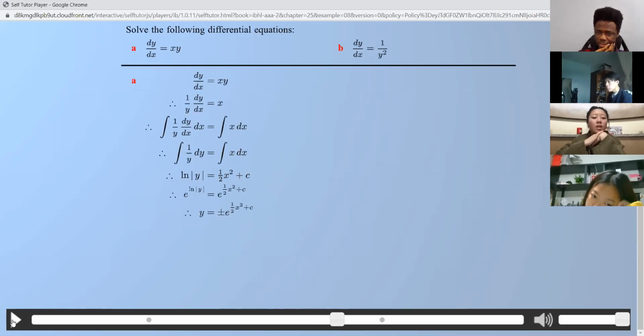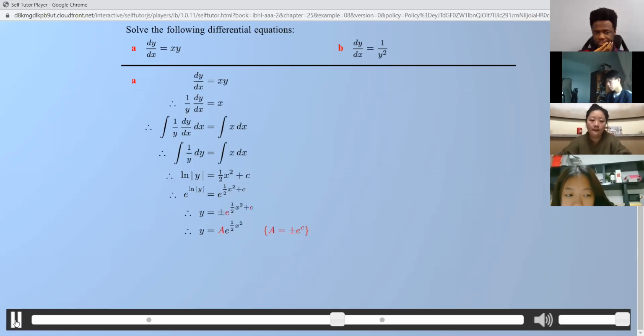Because of the absolute value. Remember, exponential of ln something is just that something. Law of logarithm: a raised to the power of the logarithm of anything to base a is that something. So if the absolute value of y is this function, then y is plus or minus the function, because you don't know if it is positive or negative.